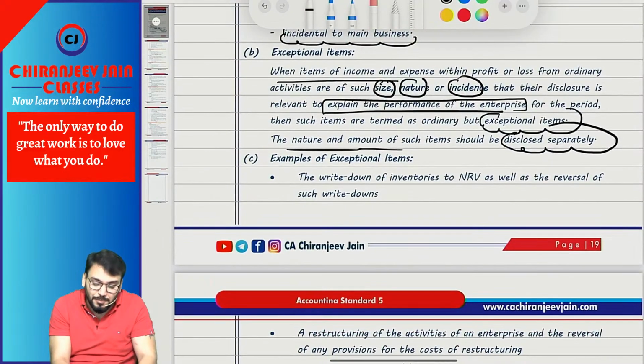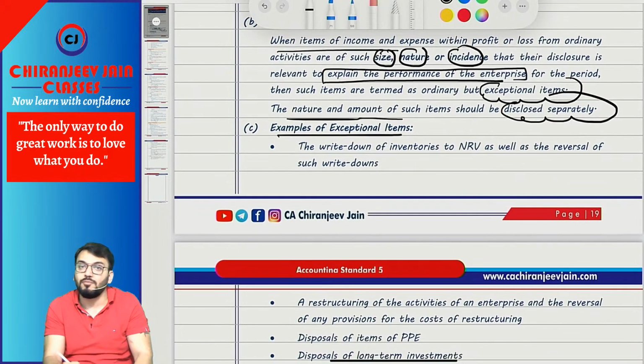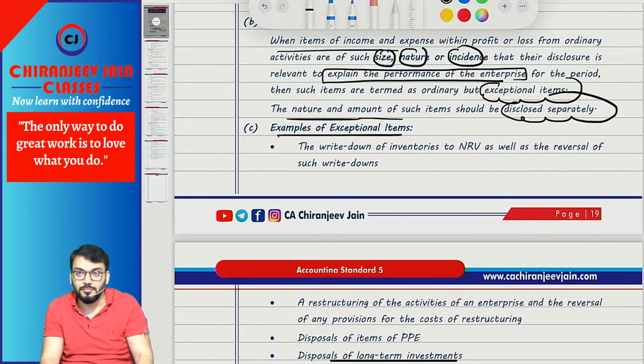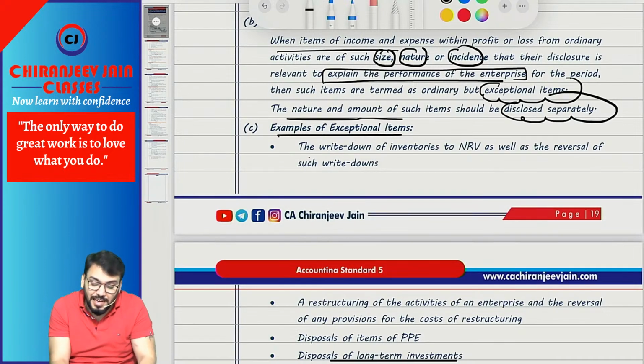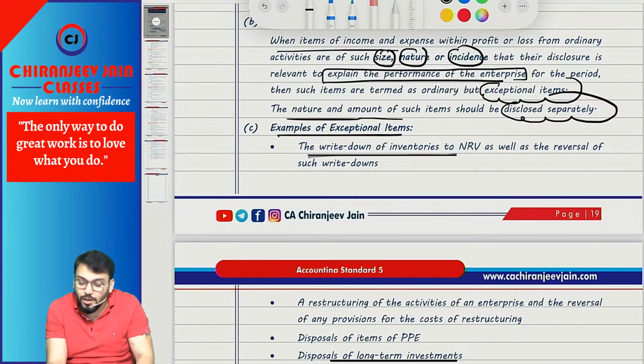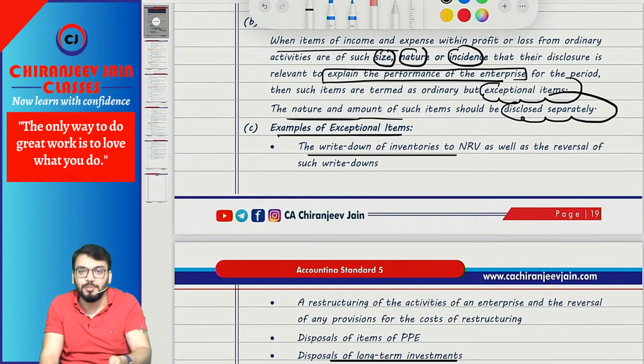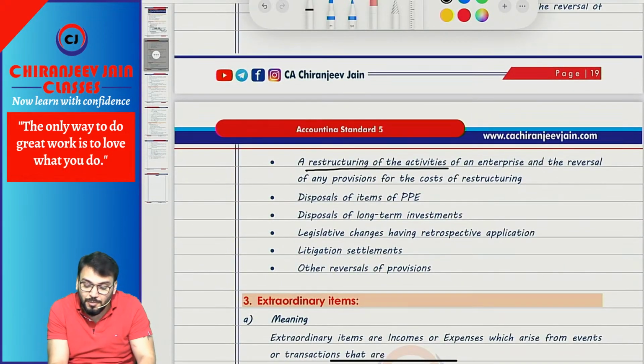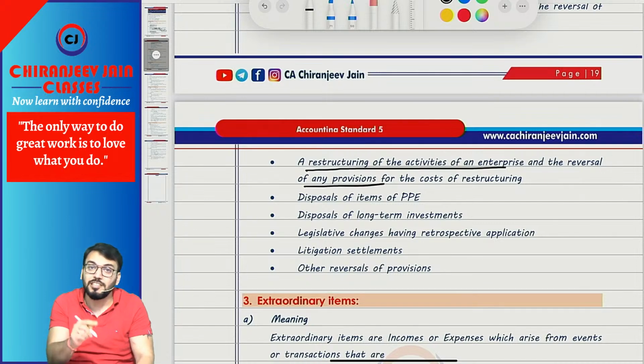Now AS5 has given some examples of exceptional items which may be important from the examination point of view, meaning they can ask you in MCQ format or whatever, which are exceptional and which are not exceptional. So for exceptional items, they have given the write down of inventory to NRV or reversal of such write down is an exceptional item. When you write down some inventory to NRV, that is an exceptional item if the amount is material. A restructuring of the activities of the entity and the reversal of any provision. Suppose you have created a provision for restructuring or you have reversed that provision, that will also be an exceptional item.